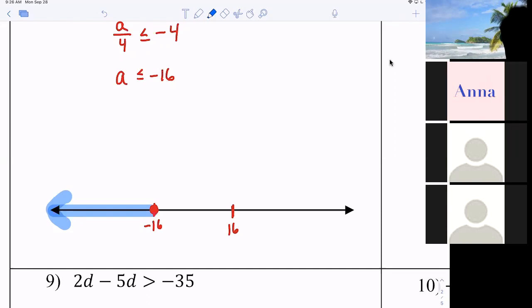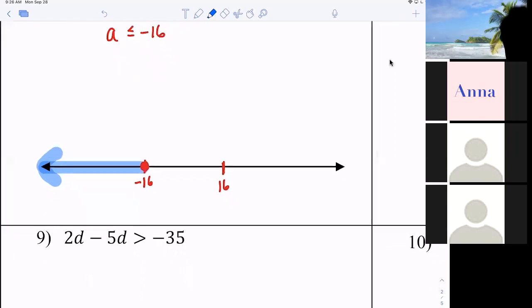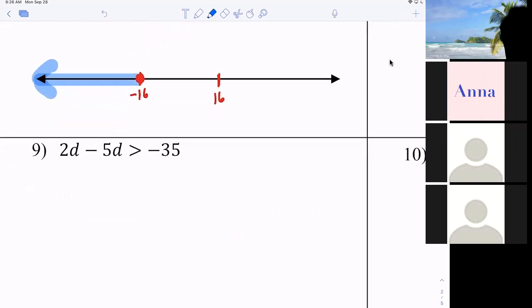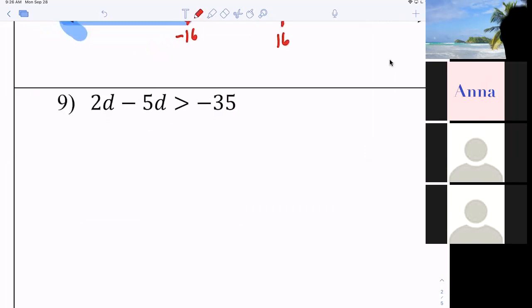All right, now, before we do the next one, I have something that's a little weird. I want everybody's attention up here, please. What's 2d minus 5d? Negative 3d. Okay, so we're going to say negative 3d is greater than negative 35. So now what do I have to do? Divide by negative 3. So now I'm going to put the answer up there, and trust me, I didn't make a mistake. So I want everybody to look up on the board.